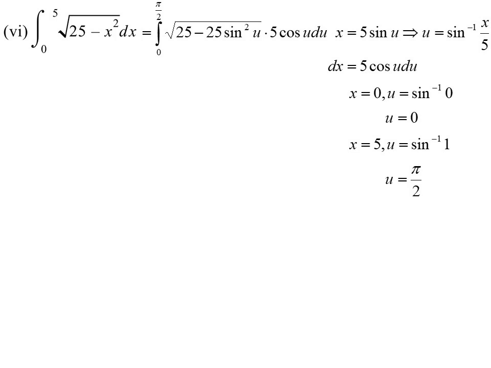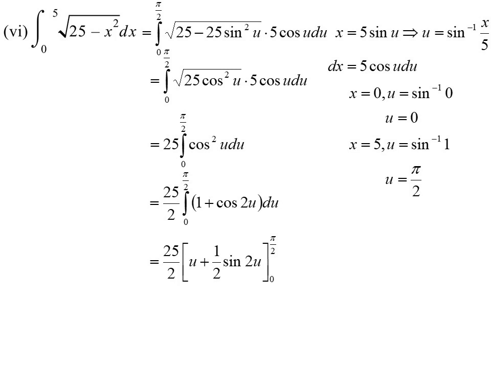The square root of 25 minus x squared becomes the square root of 25 minus 25 sine squared. But 1 minus sine squared is cos squared. So we have the square root of 25 cos squared, which is 5 cos, multiplied by the dx, which is 5 cos. I get 25 cos squared. Now we have a technique for cos squared. We'll change that to a half of 1 plus cos of the double angle, so 2u. Wow, we've got something we can integrate. u plus a half sine 2u, substitute in, 25 pi on 4. Fair bit of work there.